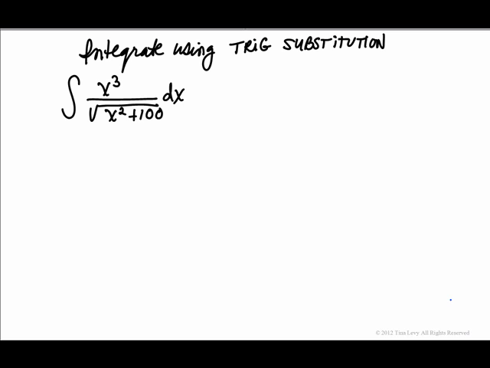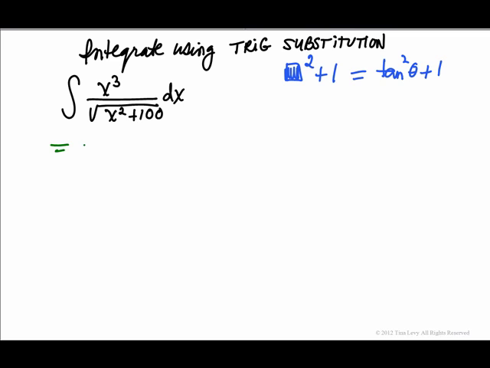So we're going to integrate using trig substitution the integral of x cubed over the square root of x squared plus 100. If we think of the x squared like a box, so it's box squared plus, and the 100 can become a 1. So that is going to be tangent squared plus 1.